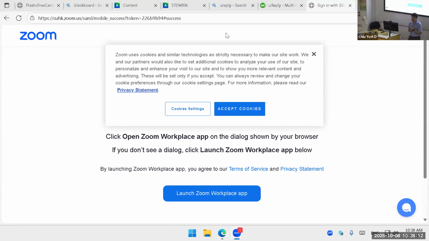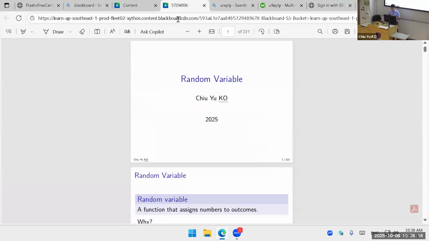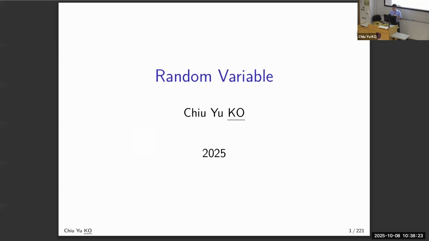And so far, I already talked about data, right? But nevertheless, let's quickly review. I won't spend too much time reviewing that, but still, it's very important to talk about the definition of random variable.